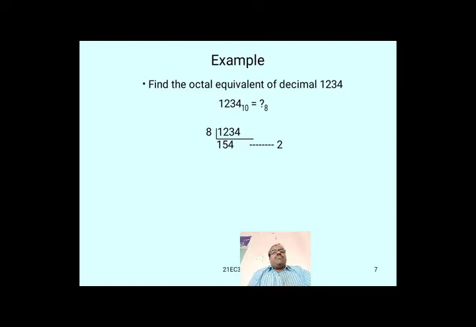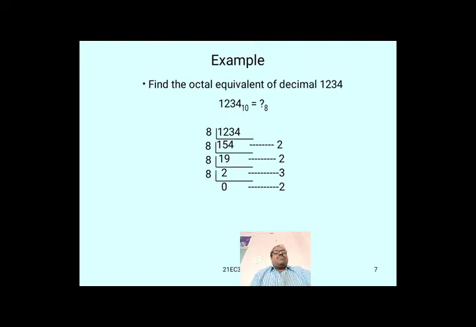Again we want to perform the division because the quotient is not equal to 0. Now 8 ones are 8. We get the value 7. 74, 8 nines are 72. We get the remainder as 2 and quotient as 19. Again we want to perform the division. 8 twos are 16. We get the remainder 3 and quotient 2.